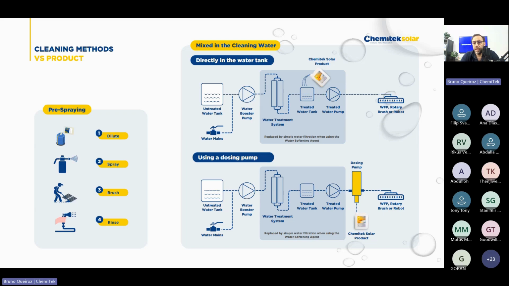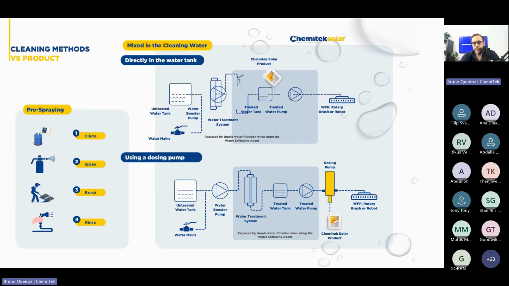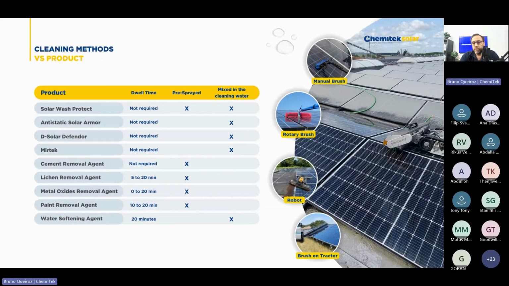So there are several options when using our products, and we have user guides that go through the main ones. We have around three or four different ways of using each product according to the cleaning method. The main cleaning equipment used for solar cleaning are the water-fed poles, the manual brushes, and the rotary brushes that are becoming more and more common nowadays. We prefer the electric ones because you can brush without adding water.